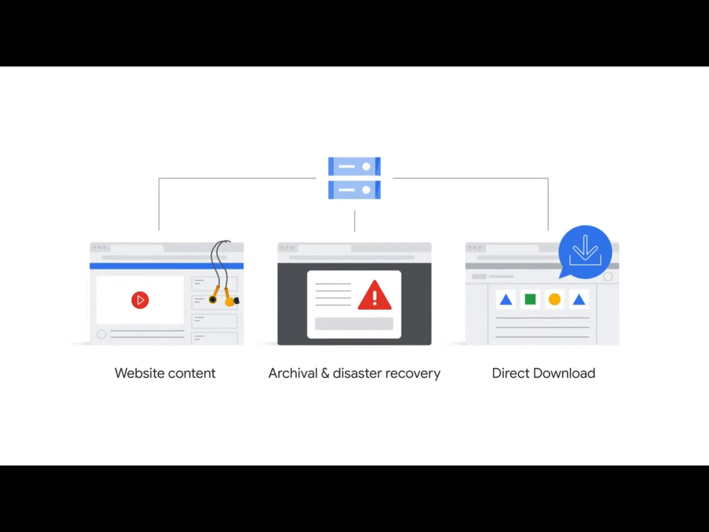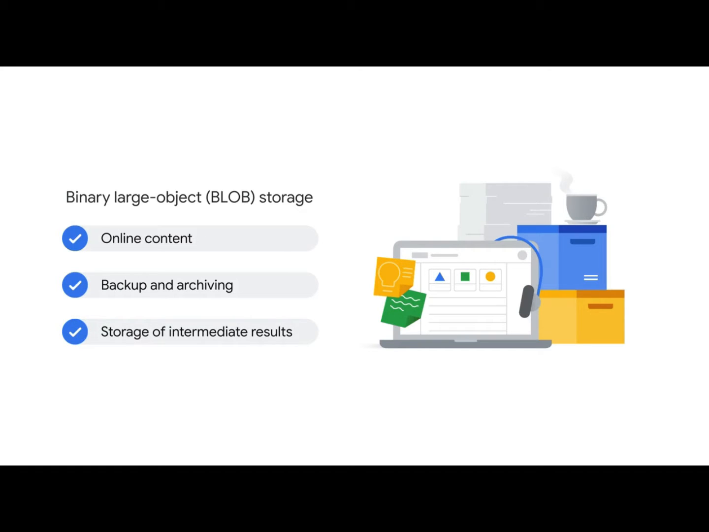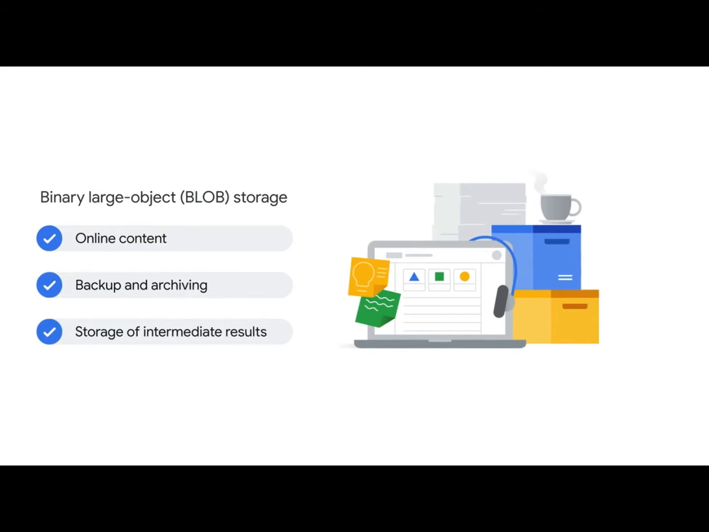A few examples include serving website content, storing data for archival and disaster recovery, and distributing large data objects to end users via direct download. Cloud storage's primary use is whenever binary large object storage, also known as blob, is needed for online content such as videos and photos, for backup and archive data, and for storage of intermediate results in processing workflows.